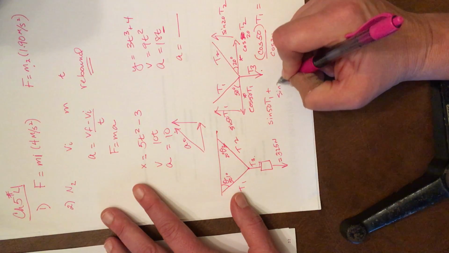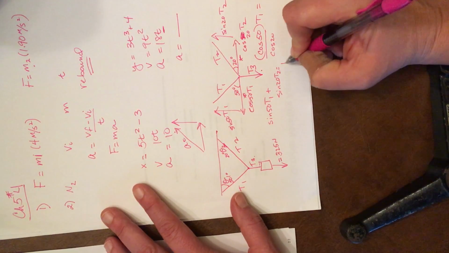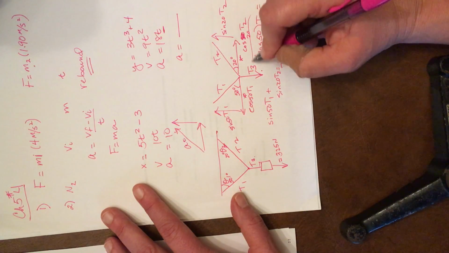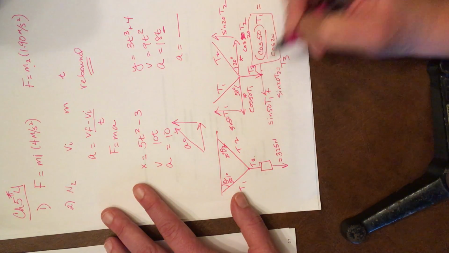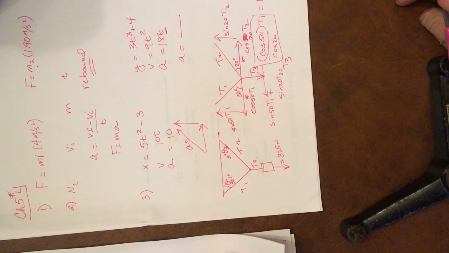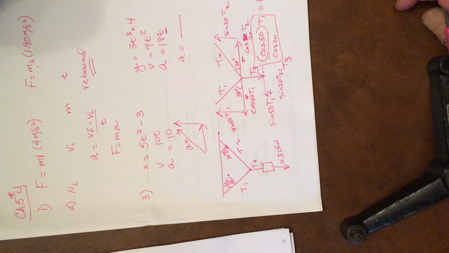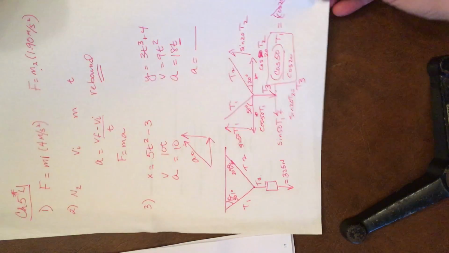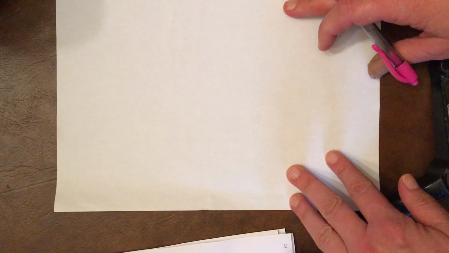plus sine 20 T2 equals T3. Well, I'm going to put this right there. And then I'm going to solve for T2. And then I'm going to go back and solve for T1. So hopefully that will help you out. Okay, on to the next one.